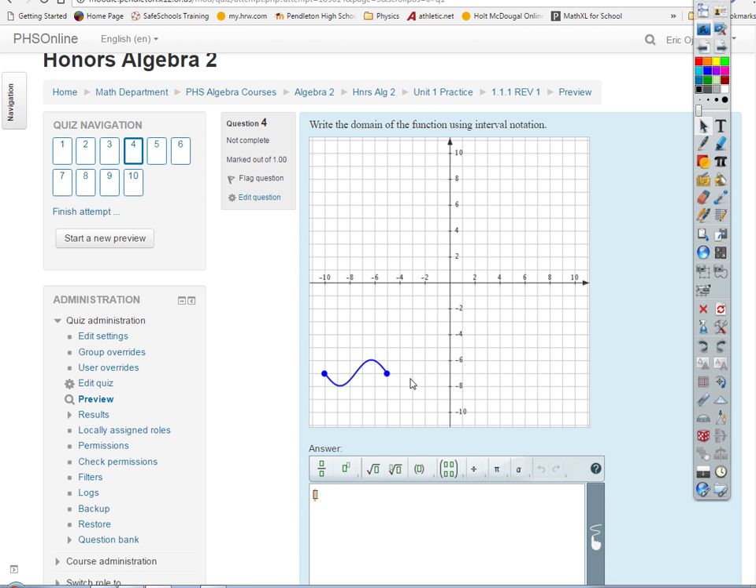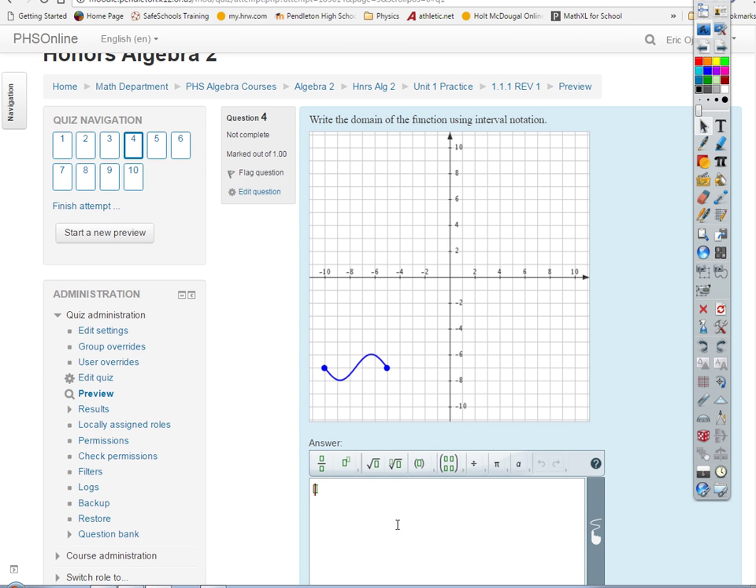Okay, another restricted domain. This time the x values run from -10, including -10, because the endpoint is shaded, to, looks like, -5. In interval notation, -10, -5.